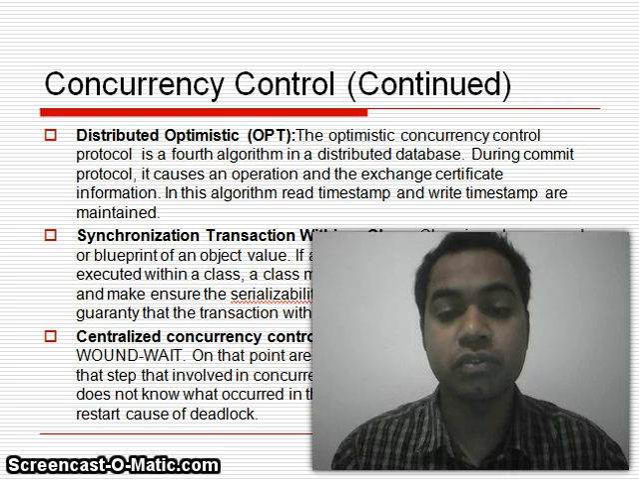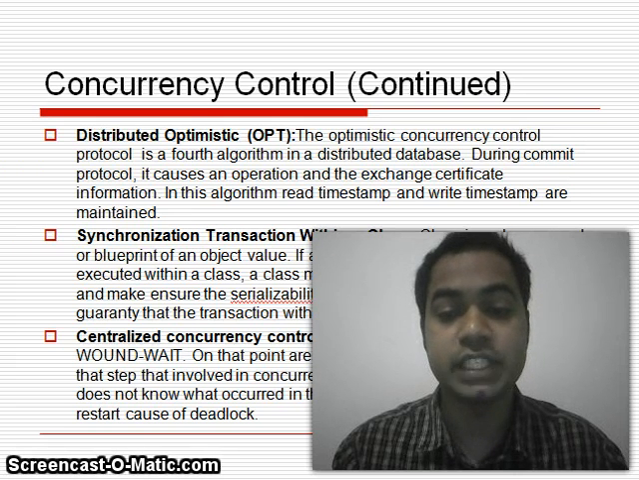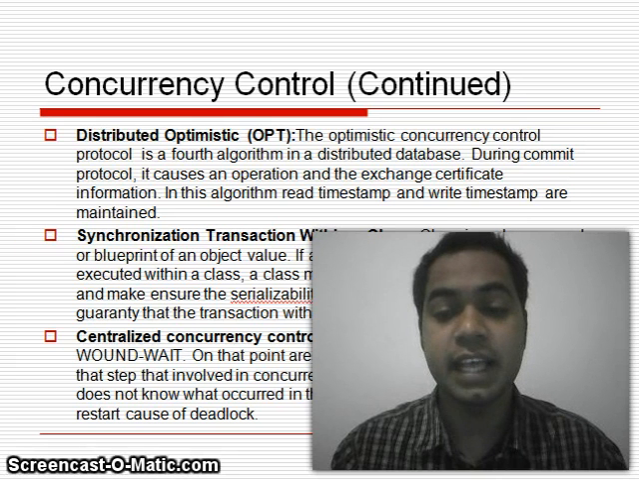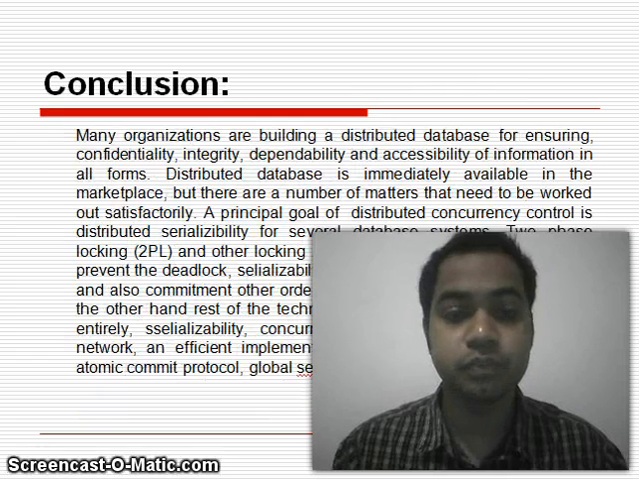Centralized concurrency control. Earlier we discussed wait-die and wound-wait. At that point there are some unnecessary process restarts in the steps involved in concurrency control at a given site, where they don't know what occurred at the other site, and selecting wait made restarts because of deadlock.